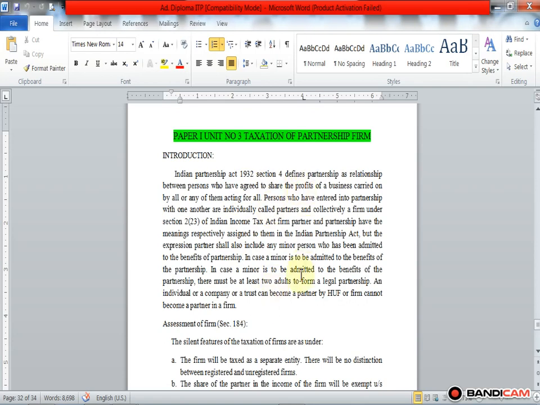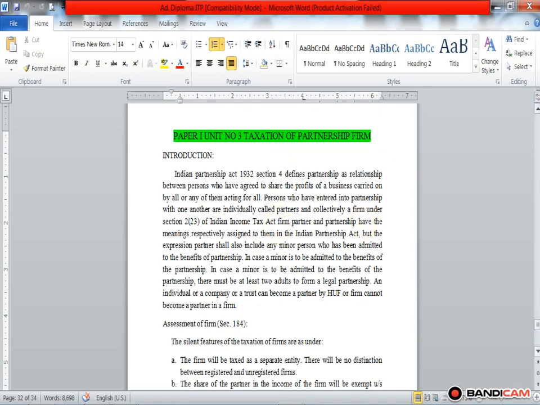Okay, and in a partnership firm, a minor partner is also admitted for the benefit of the partnership firm, but at least two partners must be adults for legally forming the partnership firm. Okay, and an HUF or trust or company cannot become a partner. So partnership firm means a relationship between two or more persons who agree to share the profits of the business organization, according to the Indian Partnership Act 1932.